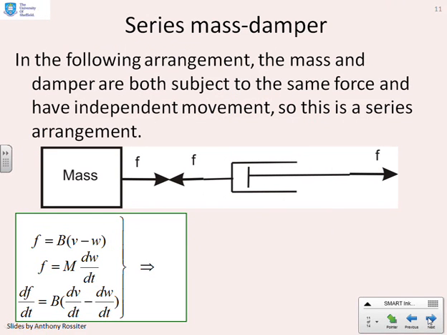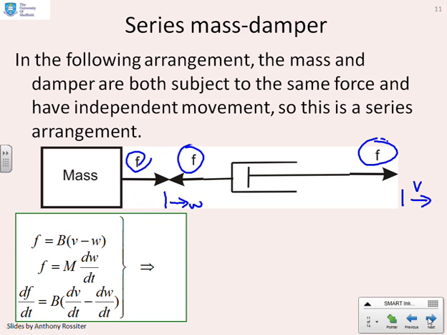What about this arrangement then? In this particular case, I've now put two mechanical components in series, and you'll see that they share the same force. So that was one of the ways we could recognise a series arrangement. The same force was going through all the components, but they have independent displacements. So for example, I could have the mass moving with velocity w, and that's one end of the damper, and the other end of the damper moving with velocity v.